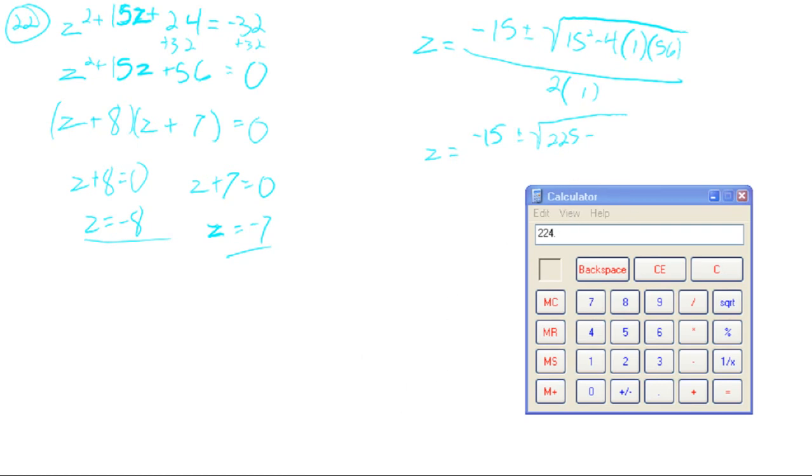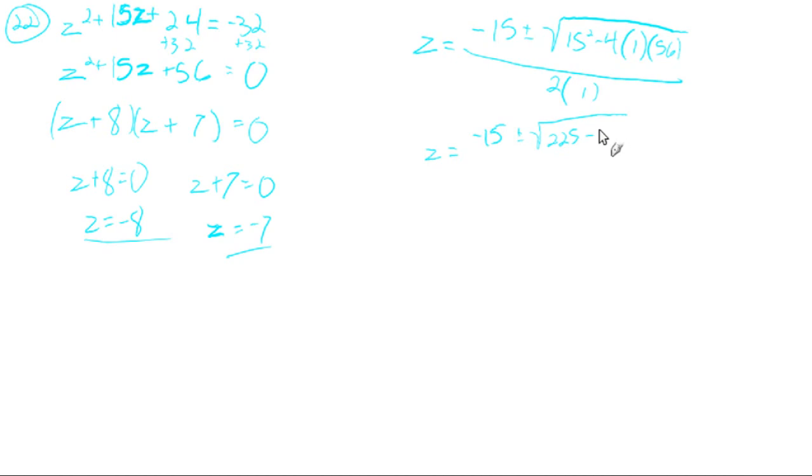I'm surprised the calculator is staying on top here. There we go. 225 minus 224 over 2.